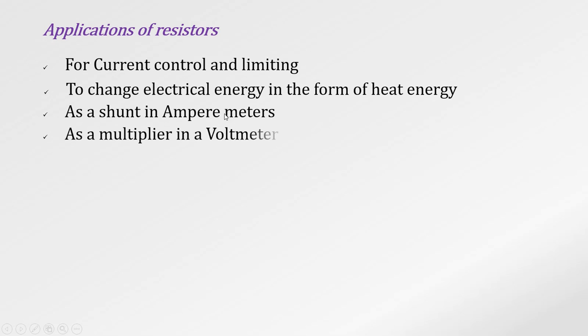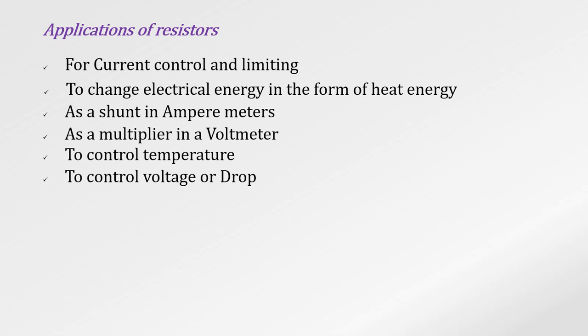We shall learn that later. As an amplifier also, rather a multiplier in a voltmeter. In a voltmeter, it can make a very small galvanometer which measures small currents to be able to multiply it to a voltmeter. So that one we shall connect a resistor. That's what it's called, a multiplier. To control the temperature, to control voltage or the potential difference.